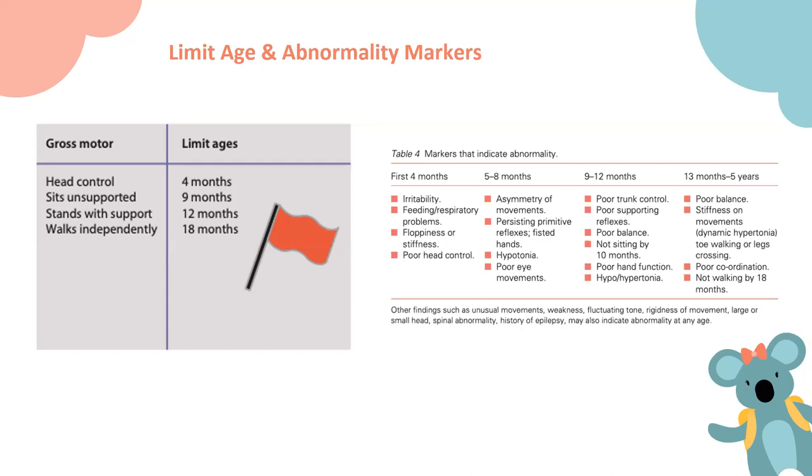So other markers that indicate abnormality in the next table are basically the same: irritability, feeding or respiratory problems, floppiness or stiffness, poor head control in the first 4 months. At 5 to 8 months would be asymmetry of movement, persisting primitive reflex. Note here that primitive reflex inhibition is by 6 months. Okay, fisted hands, hypotonia, poor eye movements. 9 to 12 months would be trunk control.